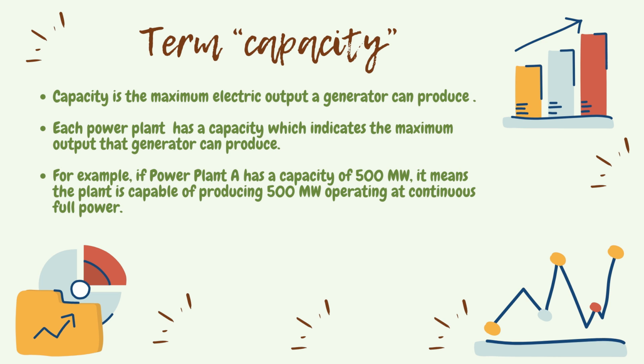When it comes to generation capacity, we should think about maximum power output. Capacity is the maximum output a generator can produce under specific conditions. Each power plant has an installed capacity, which indicates the maximum output the generator can produce. For instance, if power plant A has an installed capacity of 500 megawatts, it means the plant is capable of producing 500 megawatts operating at continuous full power.